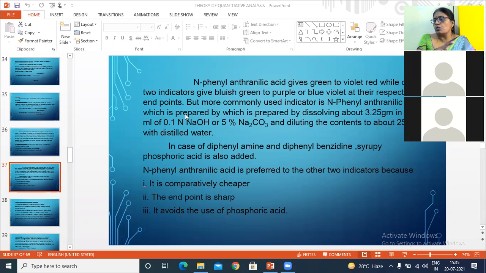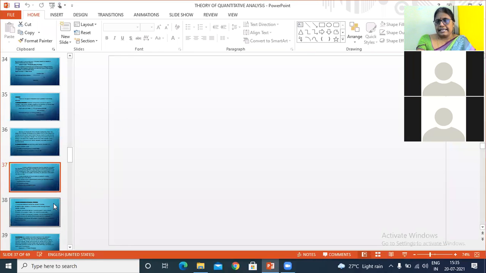And regarding the other two, at the end point we observe only a violet or purple color, and the change is not at all sharp for diphenylamine. Even in the practical it's somewhat tough for diphenylamine. And one more thing: for N-phenyl anthranilic acid, there is no need to use phosphoric acid, but for the remaining two we have to use phosphoric acid. That is the main advantage of N-phenyl anthranilic acid as an internal indicator.